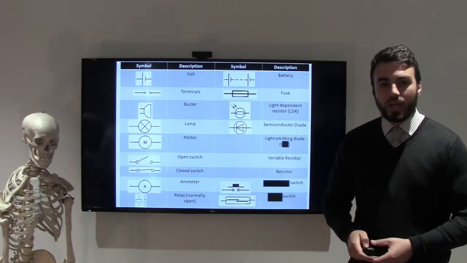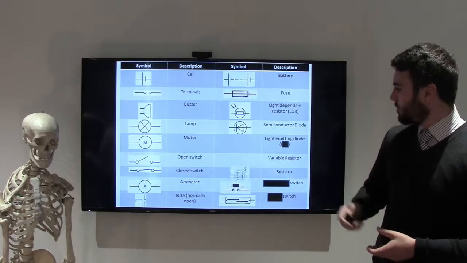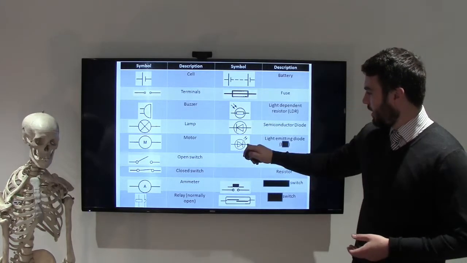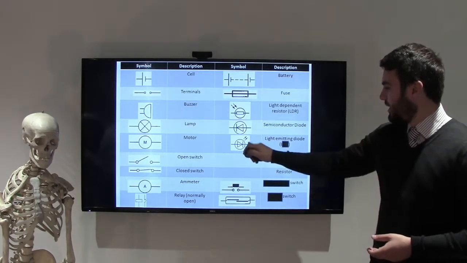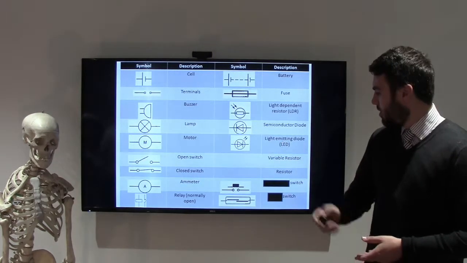Semiconductor diode only allows current to go in one direction. That's all we need to know about that. What's this one? Well, again, here's the same as the light. It's light emitting, and it's the diode. See the same in the middle? It's an LED.